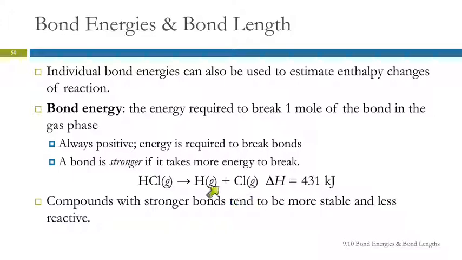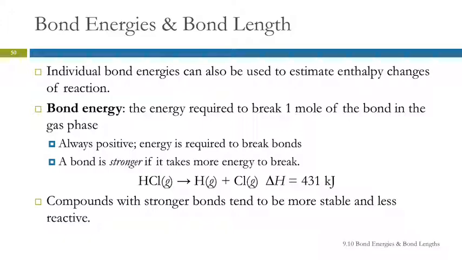So we can write a chemical equation for breaking this hydrogen-chlorine bond. Here we have the molecule in the gas state, and we're breaking it into individual atoms, also in the gas state. When that happens, it requires 431 kilojoules of energy to break the bonds in 1 mole of hydrogen-chlorine single bonds.